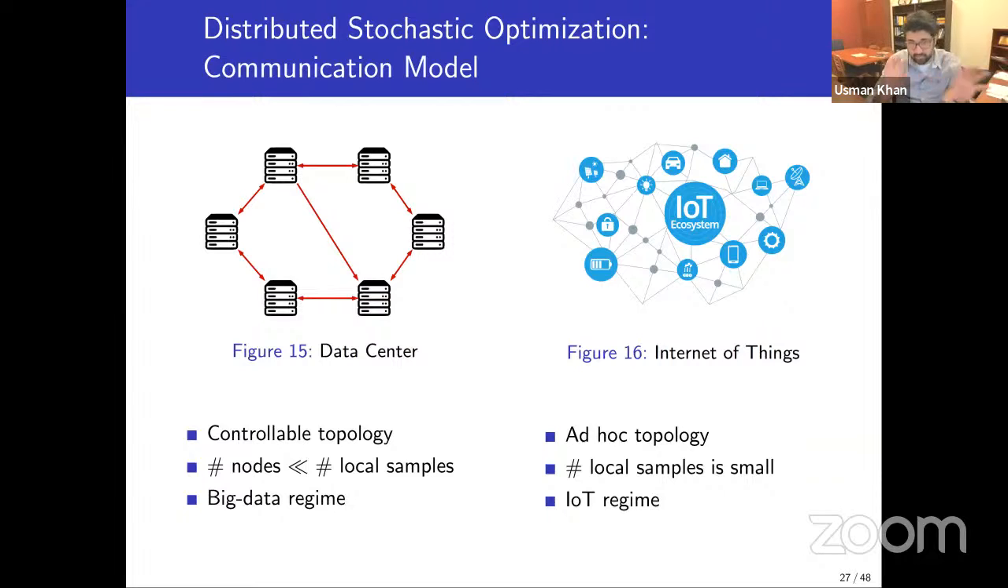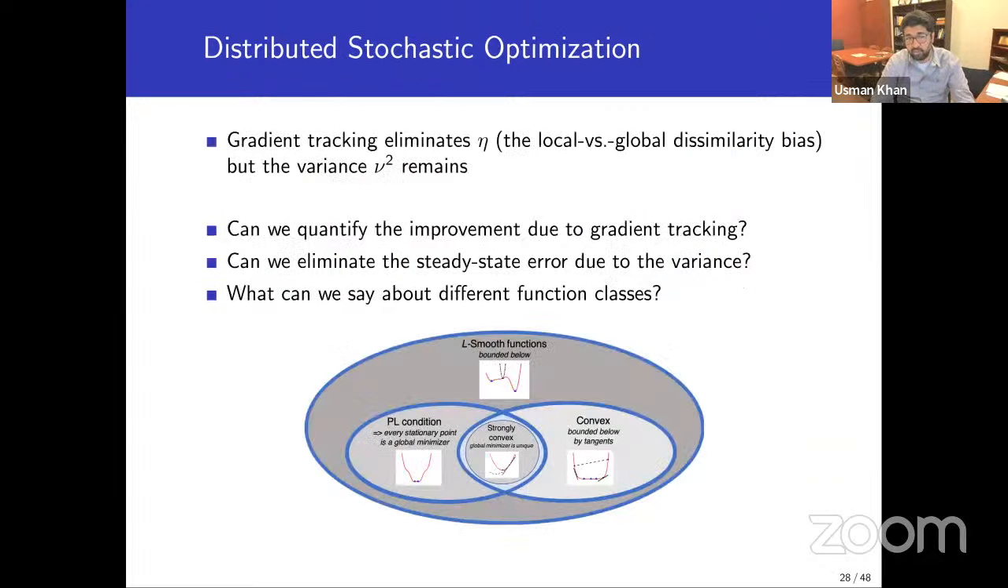So I wanted to differentiate between what we call a data center type topology or problem paradigm, and an IoT type problem paradigm. And we have shown that different types of algorithms work better for different types of measurement models and different types of communication models.